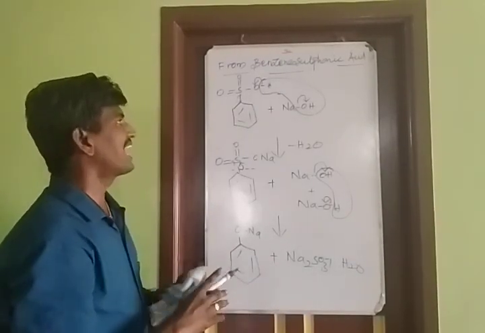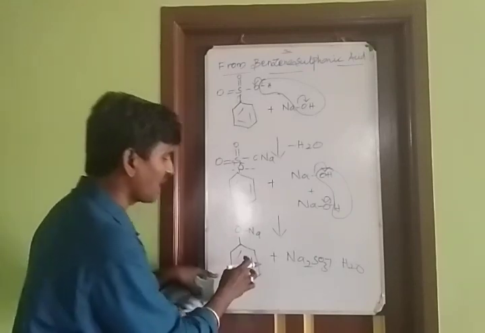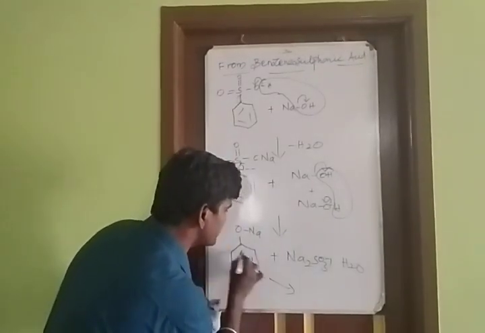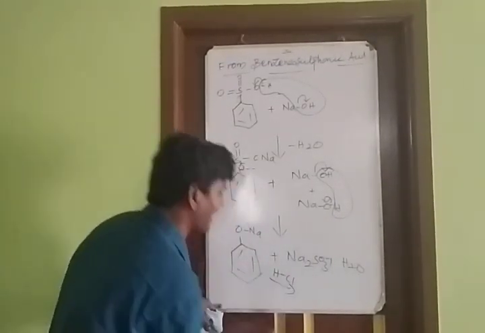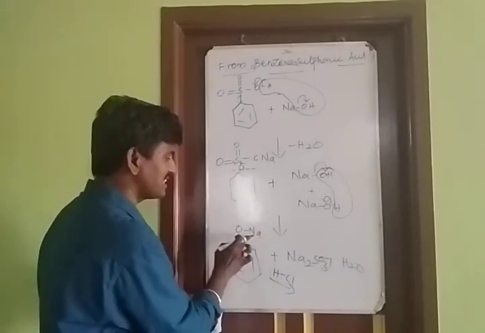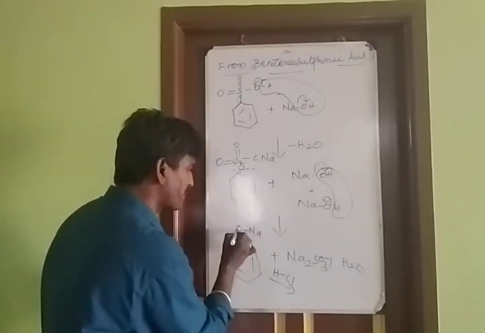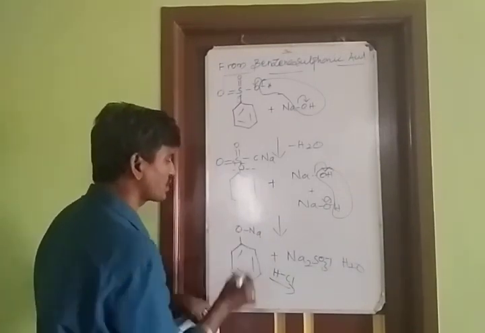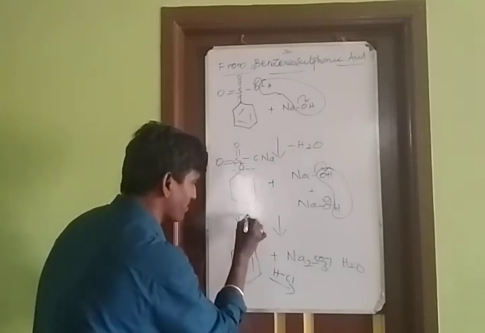Then we have to do acidification of sodium phenoxide. Acidification means addition of acid. We have to add acid, HCl, to this sodium phenoxide. Compare oxygen and sodium. Which one is more electronegative? Oxygen. So oxygen takes one pair of electrons.